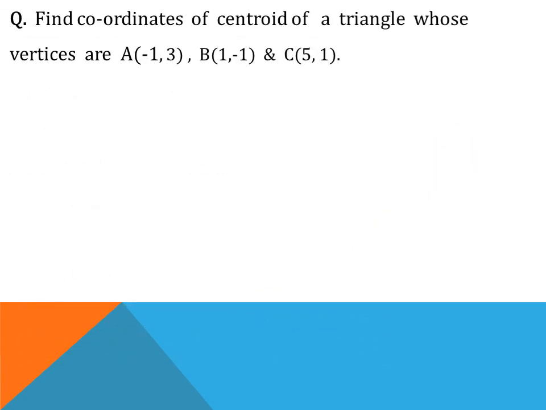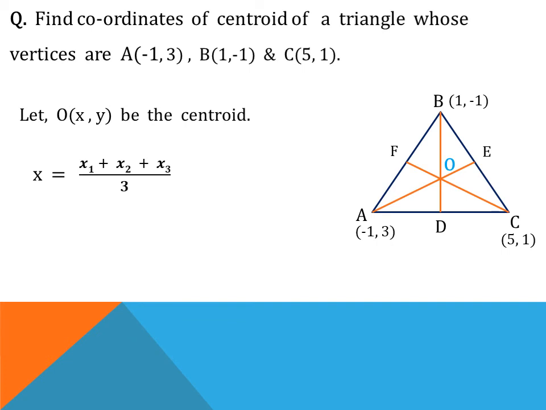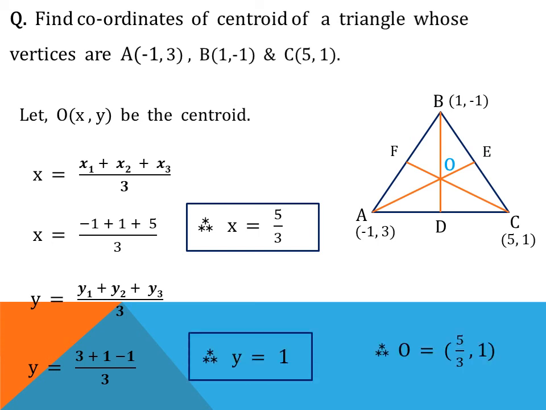Our first question is a very simple one. We have been given the coordinates of the 3 vertices and we need to find the coordinates of the centroid. So let us say that the centroid is O x, y. Now the x coordinate will be equal to the addition of all x coordinates. So x is equal to minus 1 plus 1 plus 5 upon 3. That gives us the value of x as 5 upon 3. And similarly y will be 3 plus 1 minus 1 upon 3. So that is 1. Therefore the coordinates of O are 5 upon 3 comma 1.